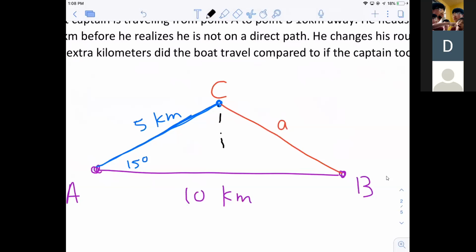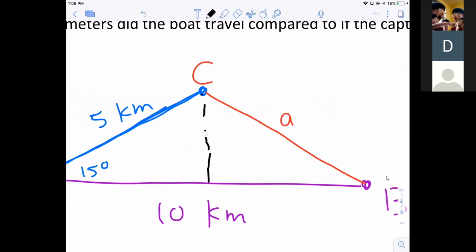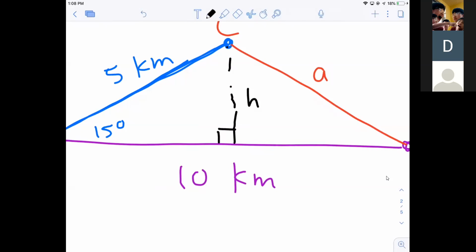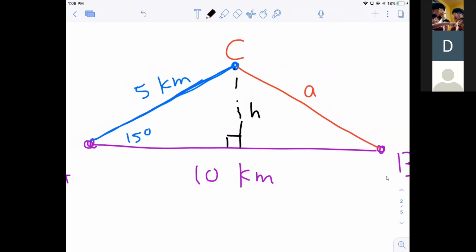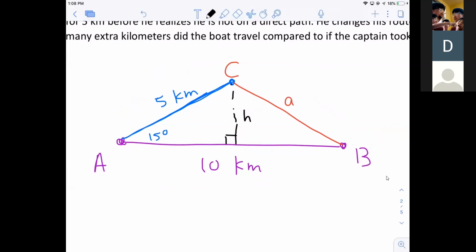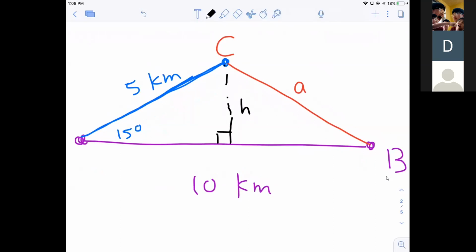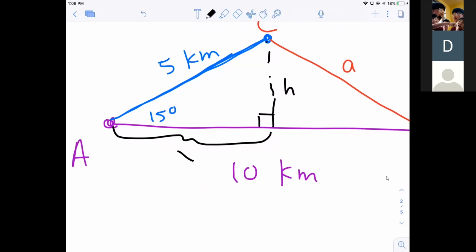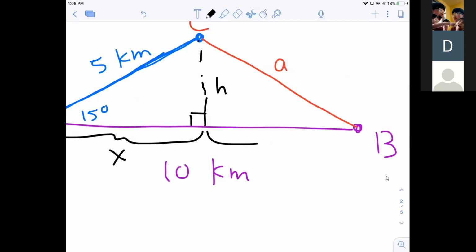What I'm going to do is draw down this altitude, and I'll call this H. All right, I'm going to do this because this makes right triangles. And now that I have right triangles, I can use my trig functions. I can use sine, I can use cosine, I can use tangent. So I'm going to label this first piece here X. And I'm going to call this Y, just so all the side lengths are labeled.